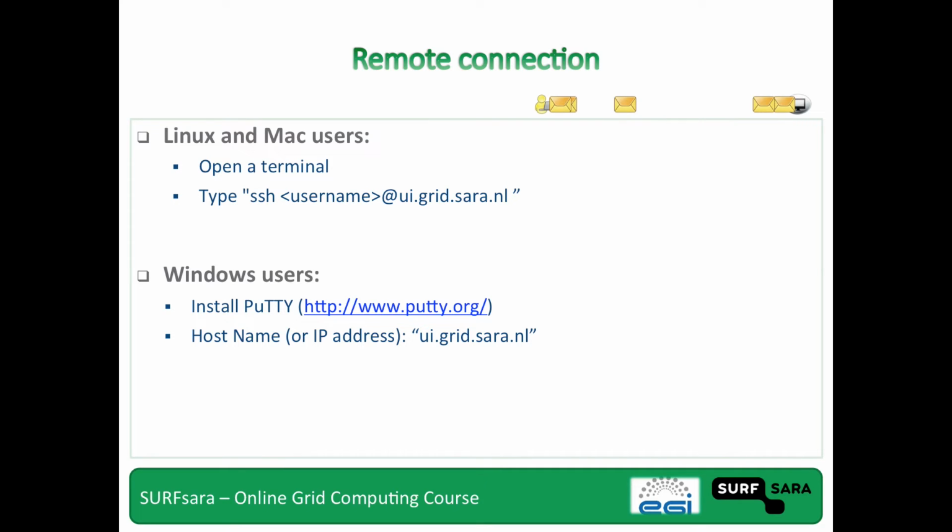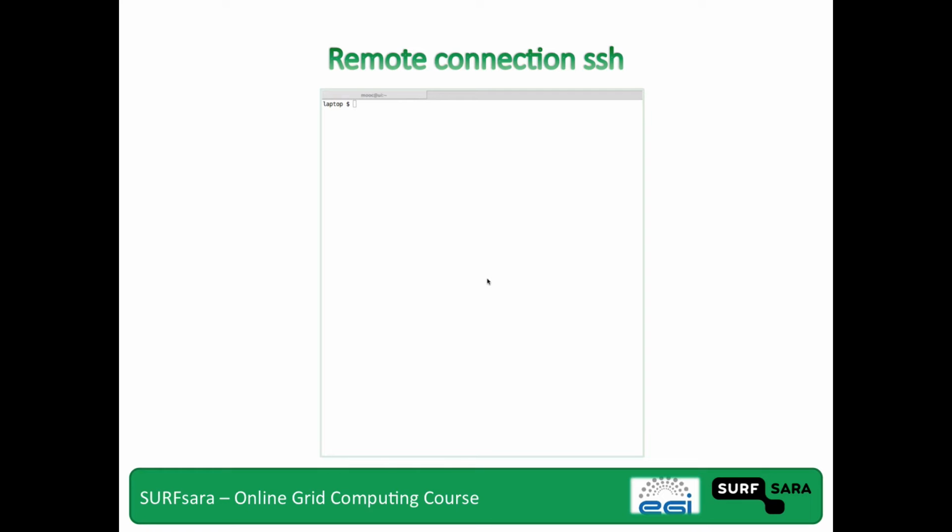When you have your UI account, you can try it from your local machine or VM by typing the phrase as listed above. Windows users can install PuTTY, and PuTTY is a screen-based SSH client which allows you to log in the same manner as Linux and Mac users do. Basically, you have to fill out the server address and your own credentials to be able to log in to the remote machine. So let's give an example of how this works using a screencast.